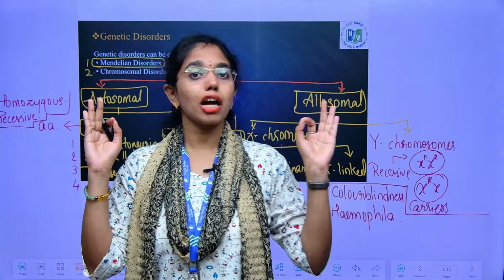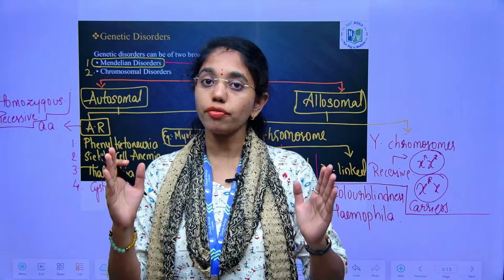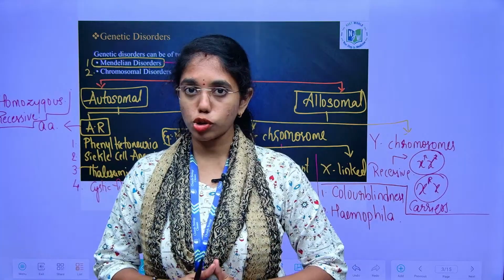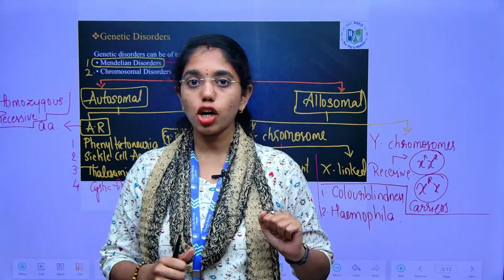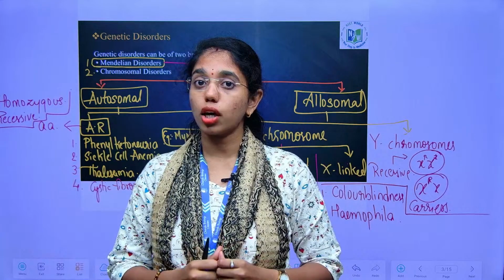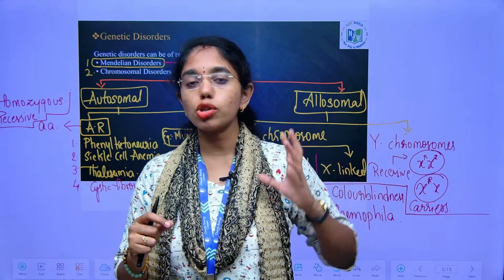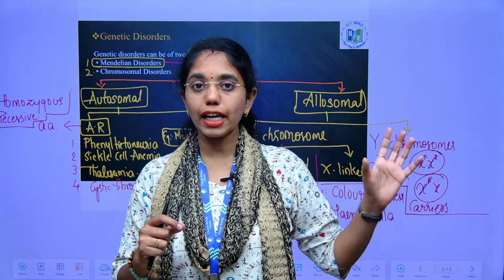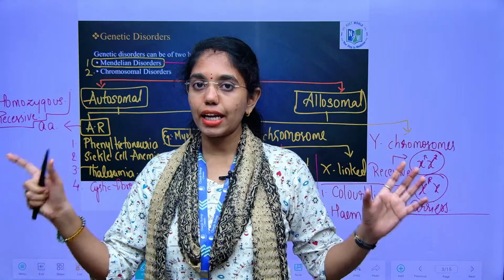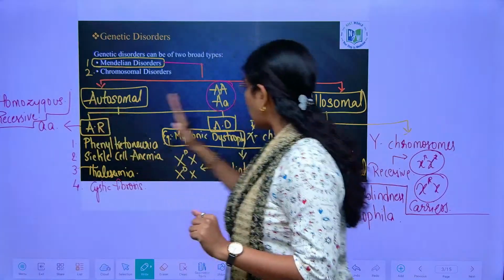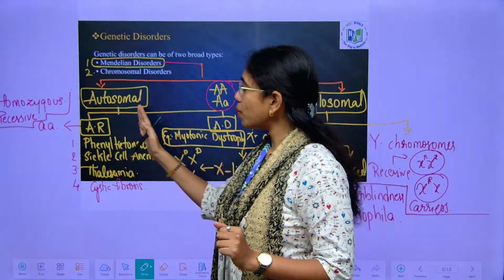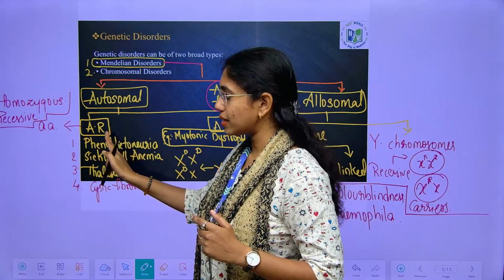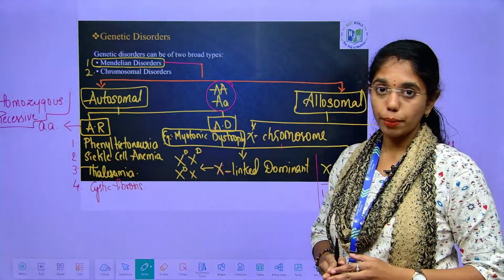Genetic disorders are of two types based on the pattern of inheritance. First is Mendelian disorders, second is chromosomal disorders. Mendelian disorders are of two types based on the type of chromosome they are inherited with: autosomal and allosomal. Autosomal disorders, if you see, we have two types, autosomal recessive and autosomal dominant.